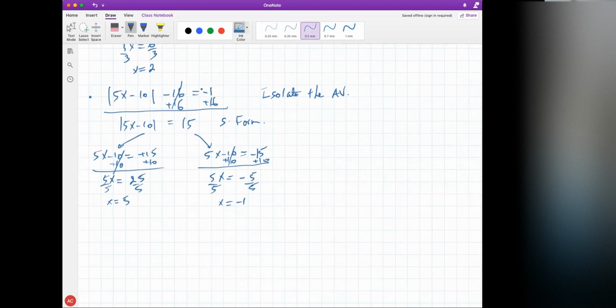Before you can decide, make sure the equation is in standard form, which means the absolute value needs to be by itself. In standard form, it's just the absolute value equals some number. If the absolute value is not by itself, we can't say it's in standard form. We don't know what k is. If you see a negative here, that's not k. So we have to isolate it first. The keyword is isolate the absolute value. And then based on k, you may have two solutions, one or none.